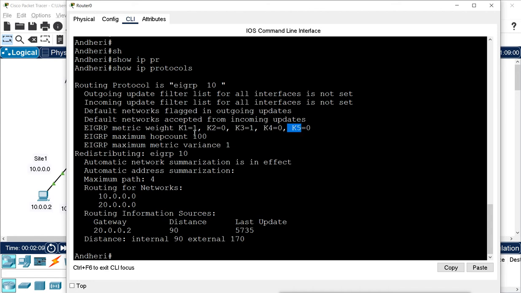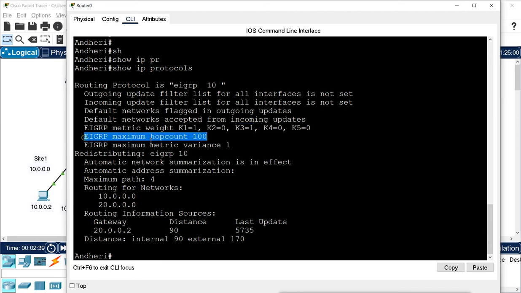By default, two of these values are enabled. 1 means it is on, and 0 means it is off. Here K1 is on, K2 is off, K3 is on, and K4 and K5 are off. So by default it only calculates the bandwidth and delay. It is not calculating the other metric values, but we can enable them if we want.